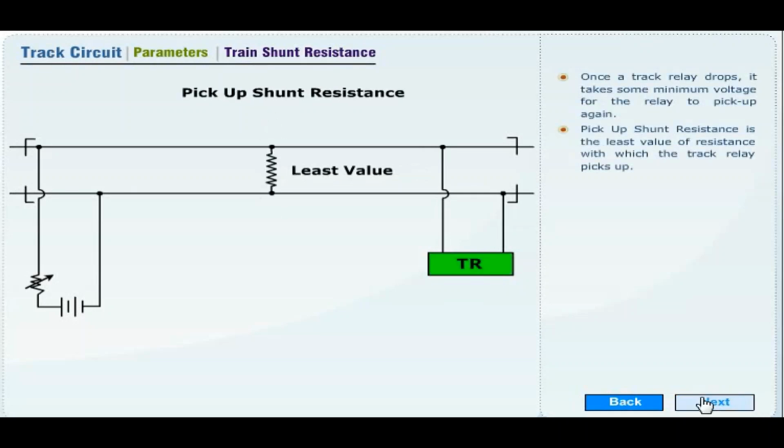Pickup shunt resistance. Once a track relay drops, it takes some minimum voltage for the relay to pick up again. Pickup shunt resistance is the least value of resistance with which the track relay picks up.